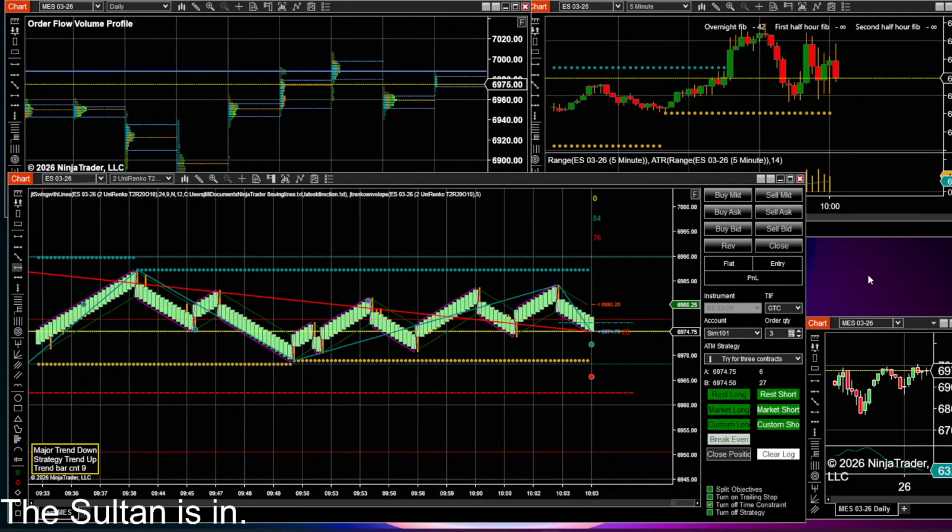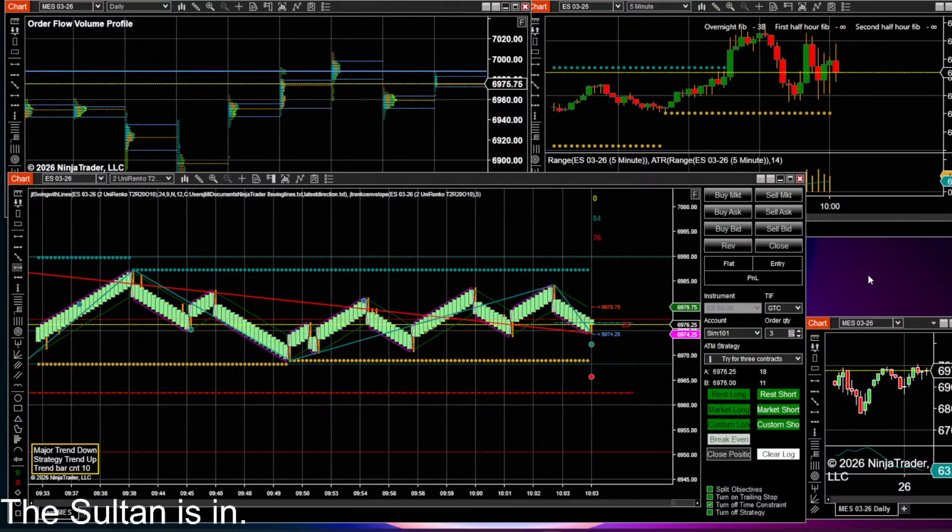All right, testing this area here on the minor. Might be ready to test the downside again. But this is a real tight range. We're not doing much of anything really.